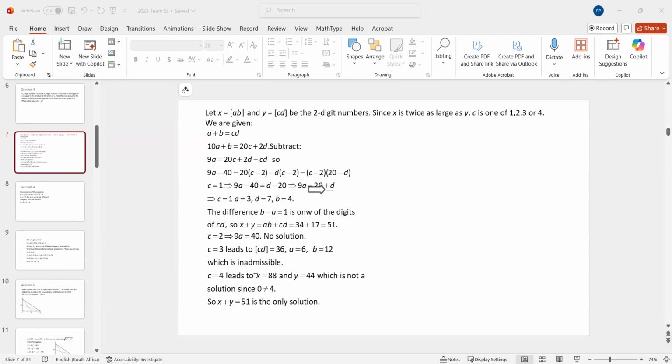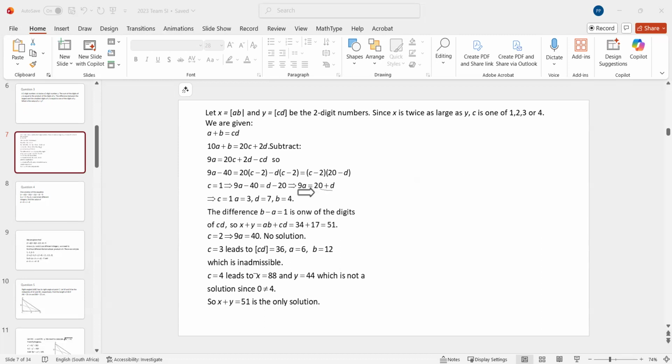They are digits. So if you read this, it means you got a multiple of 9 here, which is equal to 20 plus a digit. So the only multiple of 9 which is 20 plus a digit is 20 plus 7, 27. Right? None of the others, 21, 22, none of them is a multiple of 9. So therefore, you can conclude that d is 7.